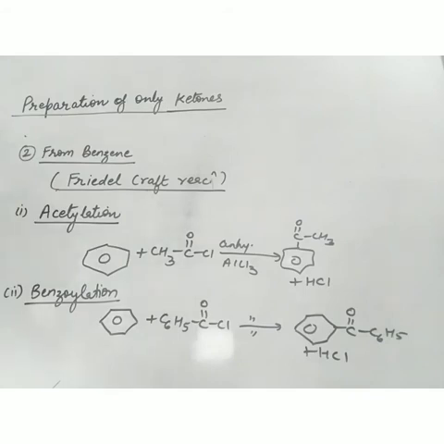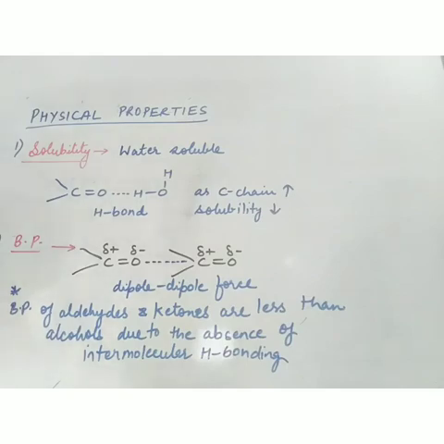We discussed the general methods of preparing both aldehydes and ketones, and then we discussed the individual methods for preparing aldehydes and for preparing ketones. Now let's see the physical properties of aldehydes and ketones. Now the first physical property is solubility. They are water soluble. We know the factor behind this because they can make H bonding with water.